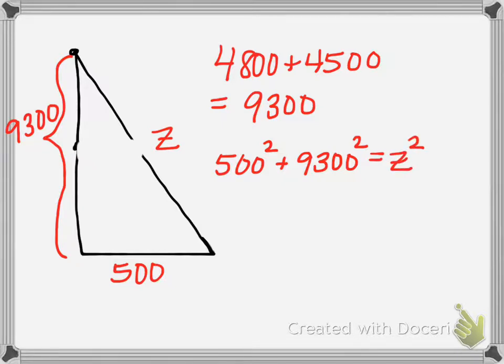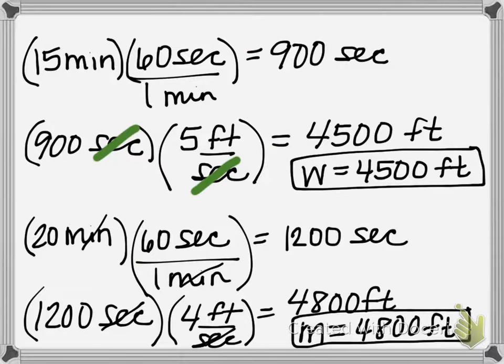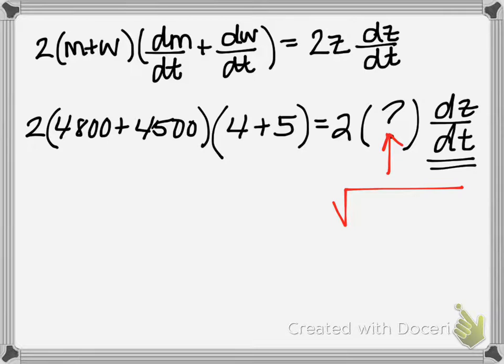Use your calculator and compute this, but leave it exact so that we only round one time at the end of this problem. And this is the square root of a pretty large number, 86,740,000. So the square root of 86,740,000 is going to be the value for Z at that instant. So then we can go back, finally, back to our derivative. Now we have a value for Z at that instant, and that's what's going in here, the square root of that large number.